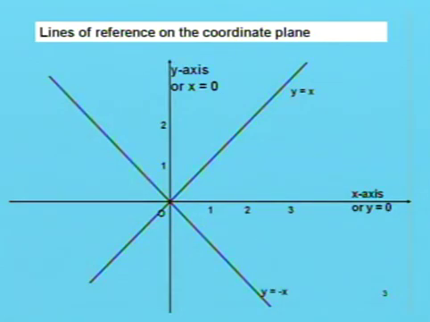Look at the line going the other way, that is, from top left to bottom right. Again, it is dividing the left-hand right angle into two equal parts, bisecting it. And the equation of that line is y is equal to minus x. Again, any point along that line, the y value would be minus the x value.